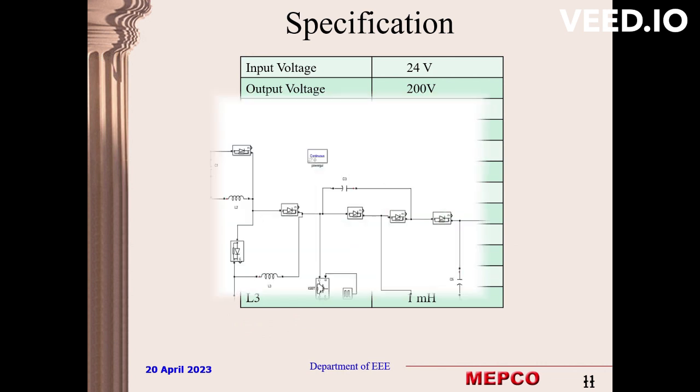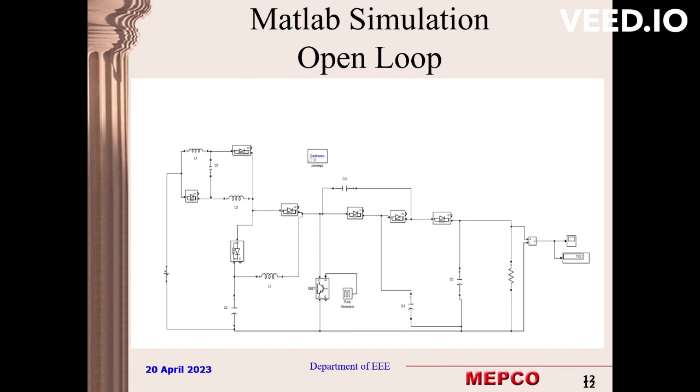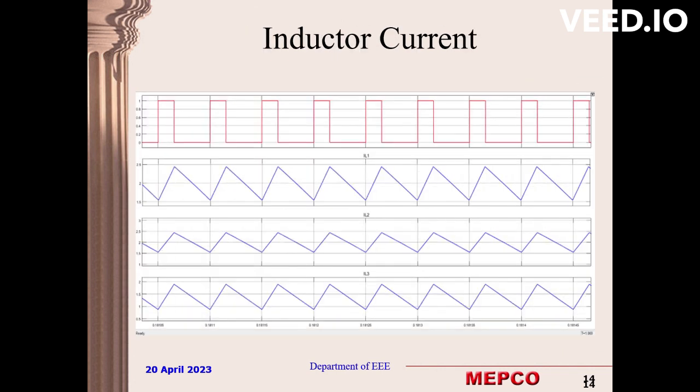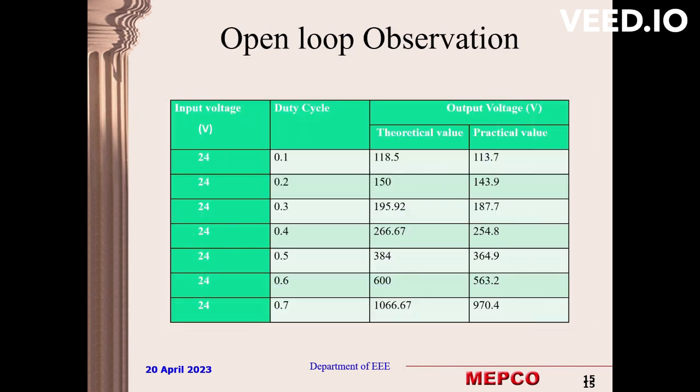This is the MATLAB open loop simulation, and the output of our MATLAB open loop simulation is 193.2 volts. This is the output voltage waveforms obtained in MATLAB simulation. These are the inductor current waveforms in MATLAB simulation. This is the open loop observation made by varying the duty cycle from 0.1 to 0.7.